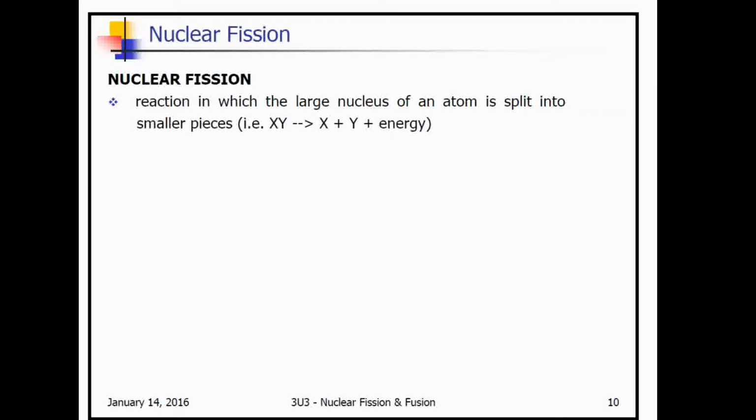This is a reaction in which the large nucleus of an atom is split into smaller pieces. Imagine if we had, instead of our product-daughter relationship, we can treat our reactant, or rather product, so our reactant is the XY. That's going to be broken up into its X and its Y, and it's going to give off some energy. So please copy that down.